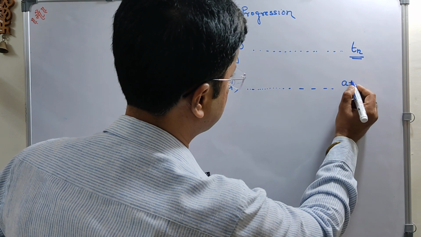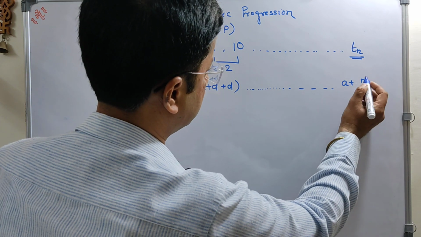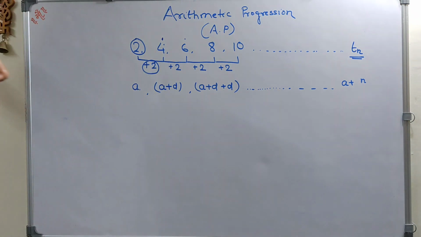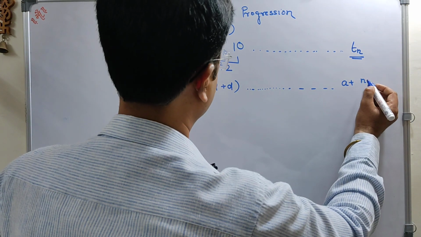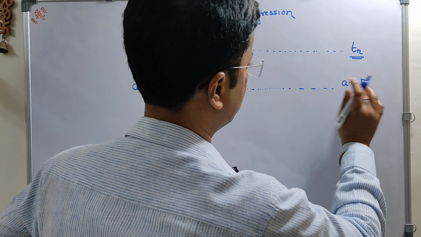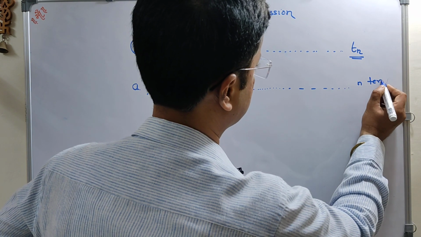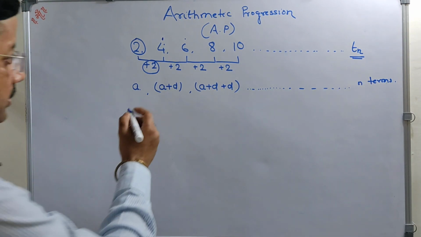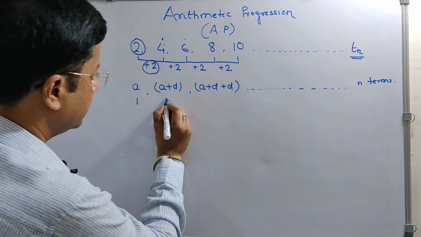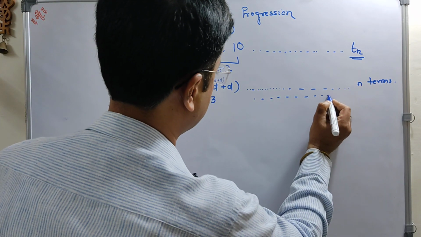This is A plus, suppose this is the nth term, we write here so on, till n terms. So this is the first term, this one is the second term, this one is the third term, and so on.